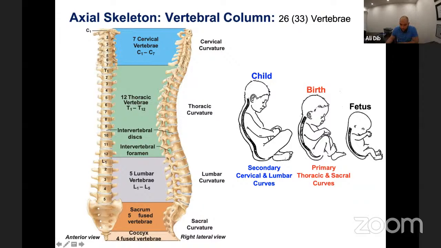Upon birth, you start getting some curvatures, primarily at the thoracic. You get that kyphotic posture of the thoracic spine, as well as more of a lordosis at the sacral spine, that inward curvature. And then when you're a child, you start getting the secondary curves. The cervical spine gets a little more of that lordosis, and your lumbar spine starts getting a bit of a curvature as well.